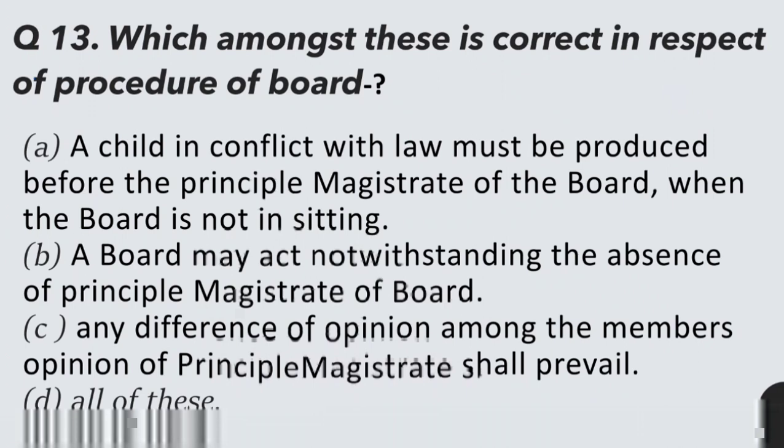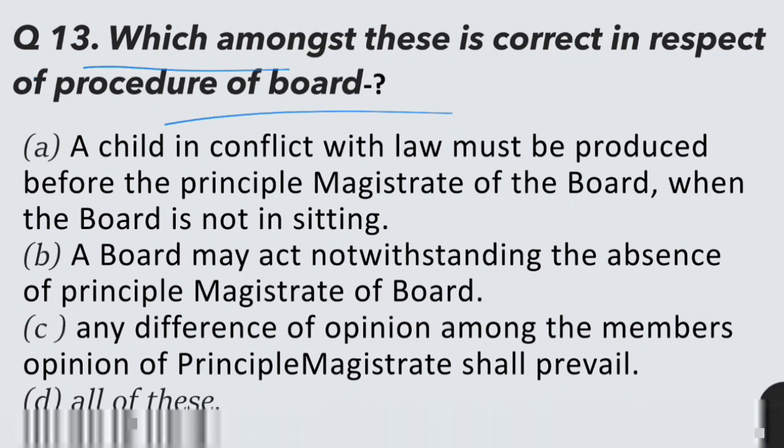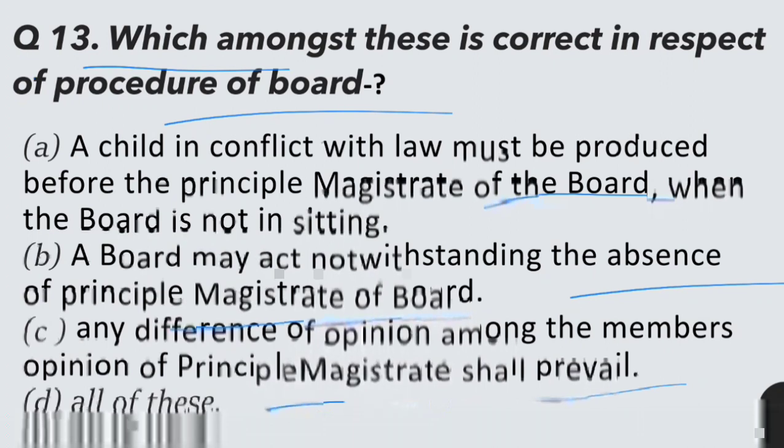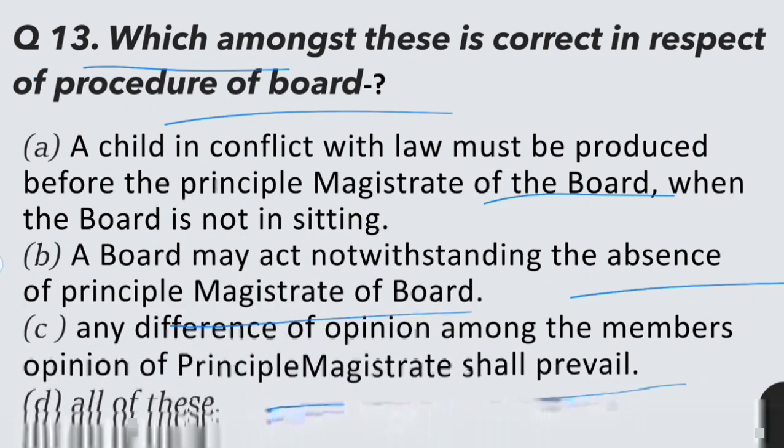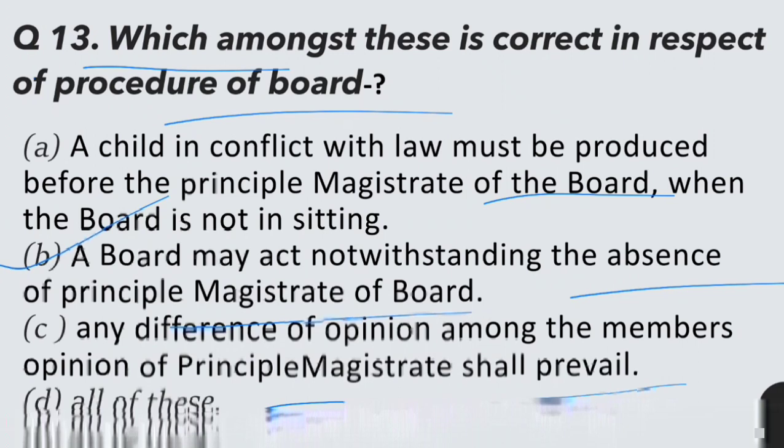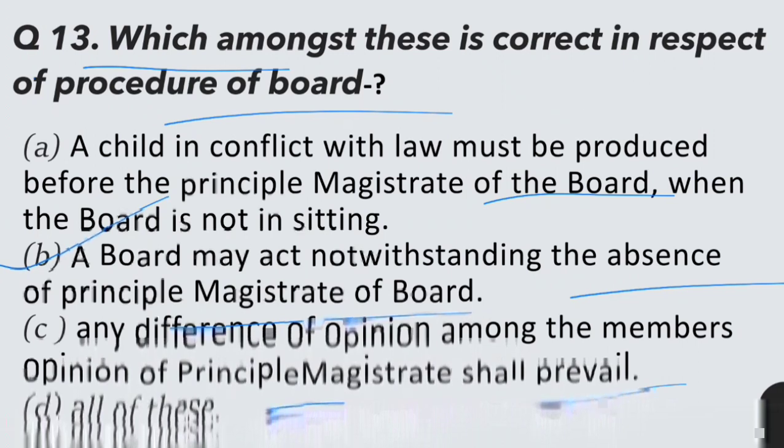Next question is which amongst these is correct with respect to the procedure of board. A says a child in conflict with the law must be produced before the principal magistrate of the board when the board is not sitting. B says a board may act notwithstanding the absence of principal magistrate of board. C says in any difference of opinion amongst the members, opinion of principal magistrate shall prevail, and D says all of these. So which amongst these is correct is the question. So B is the correct option. A board may act notwithstanding the absence of principal magistrate of board.